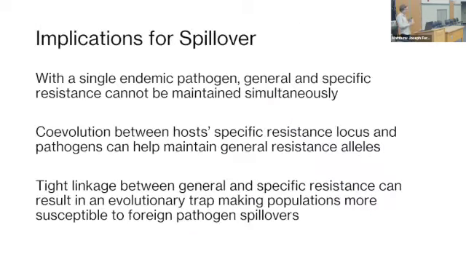So overall, these results show that with a single endemic pathogen, general and specific resistance can be highly exclusionary, which can potentially increase a population's risk for foreign pathogen spillover. However, this trend is mitigated when we introduce coevolution, which allows for the maintenance of general resistance across a much broader range of parameters. And finally, if tight linkage evolves between general and specific resistance, then this could result in a potential evolutionary trap that will lead populations to be more susceptible to foreign pathogen spillovers.